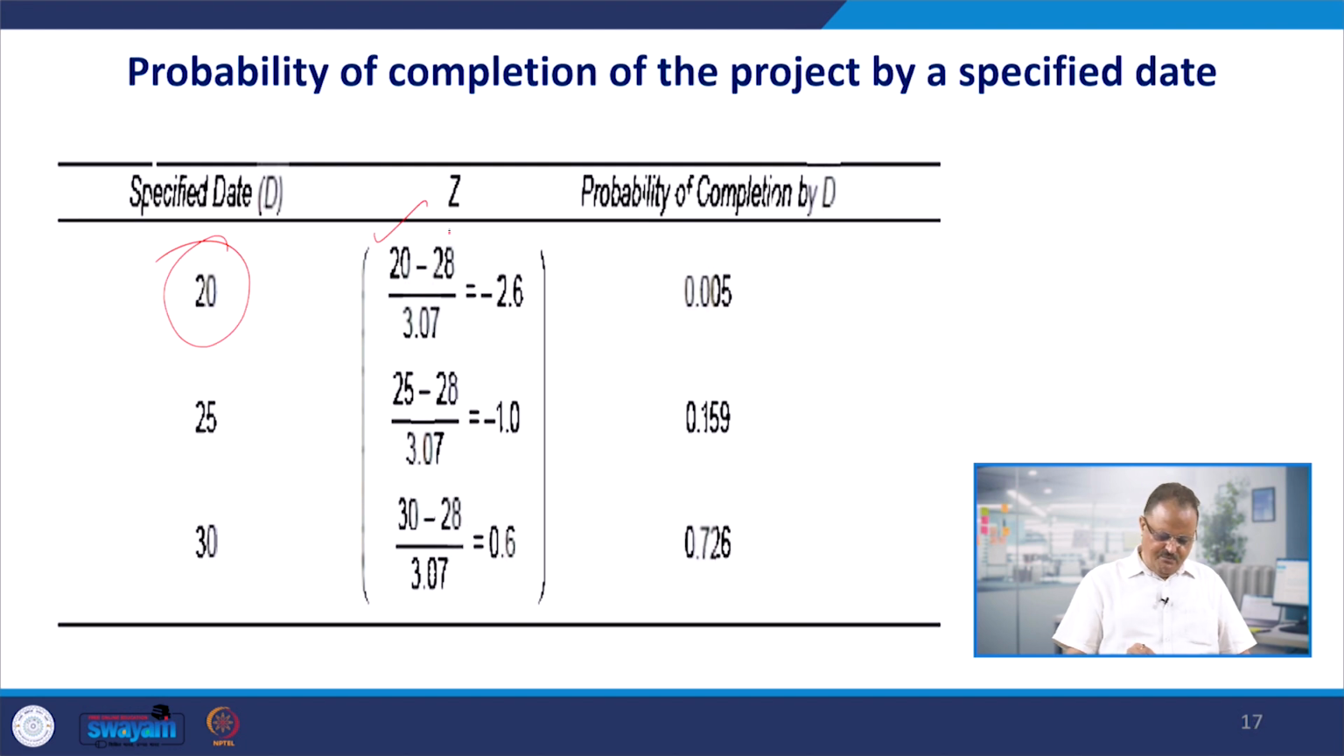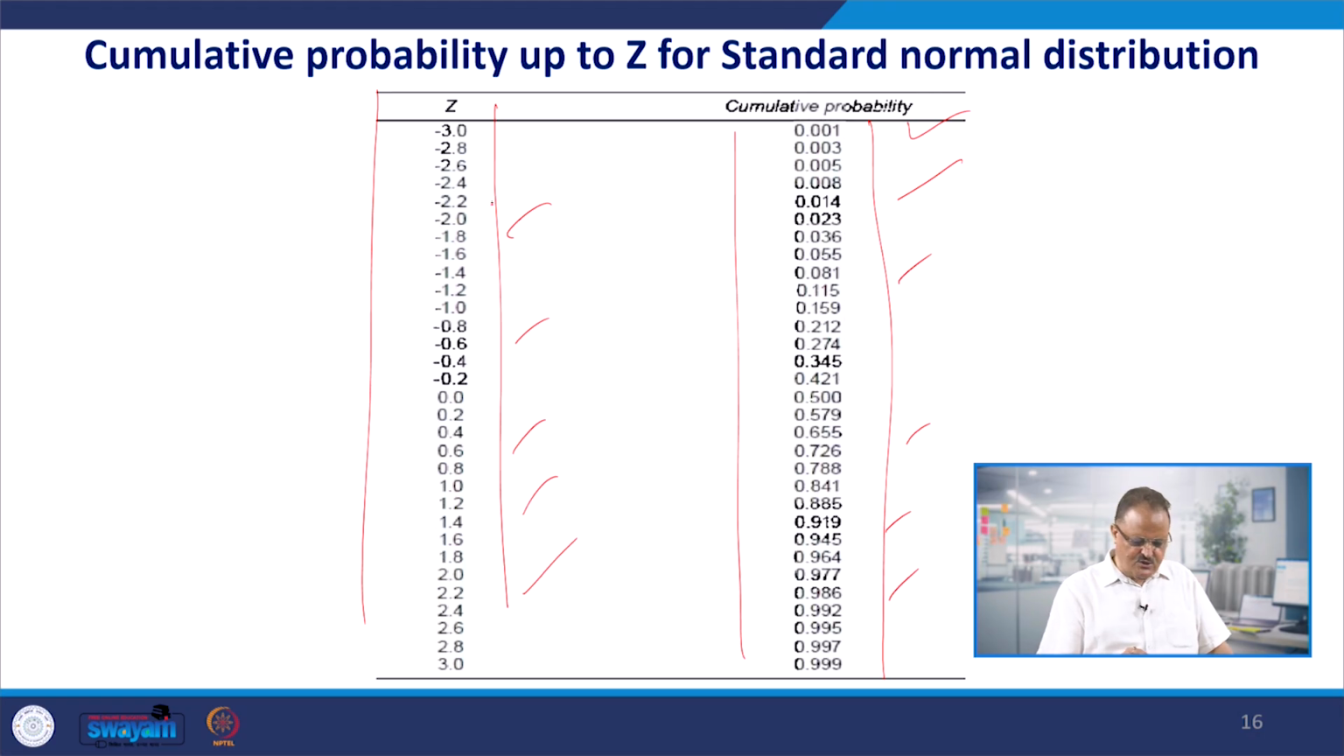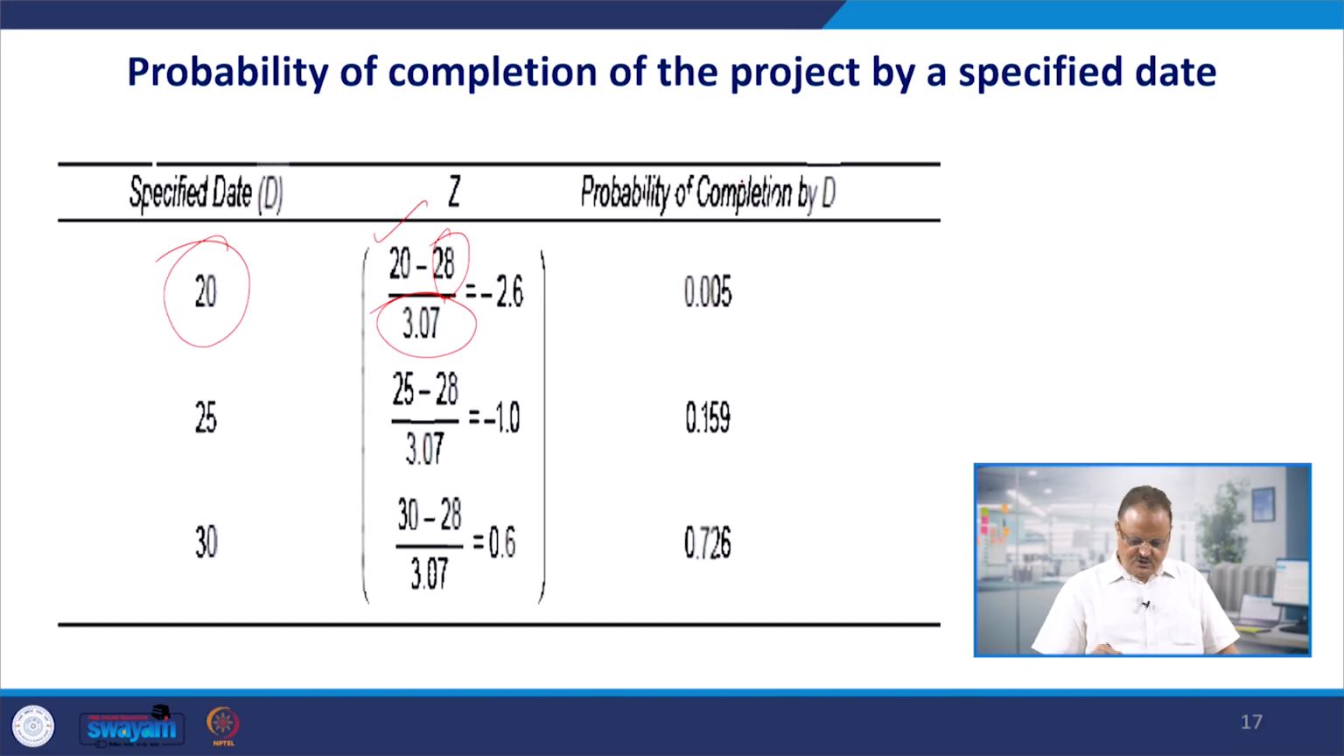T is the average project duration, which we are assuming is 28, and the standard deviation we have calculated is 3.07. So the Z value comes up as minus 2.6, and at the Z value of minus 2.6 we take the value 0.005. It means the probability of completing the project, whose mean value is 28 days, by the 20th of a particular month is just 0.5%.